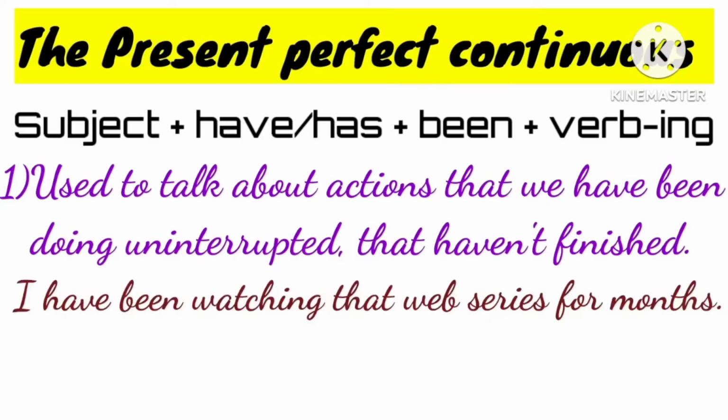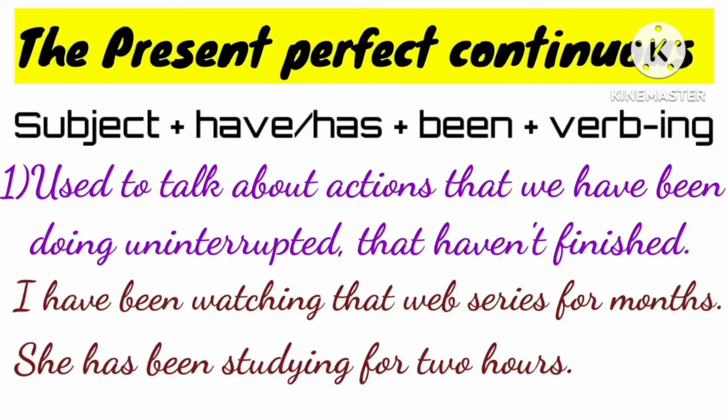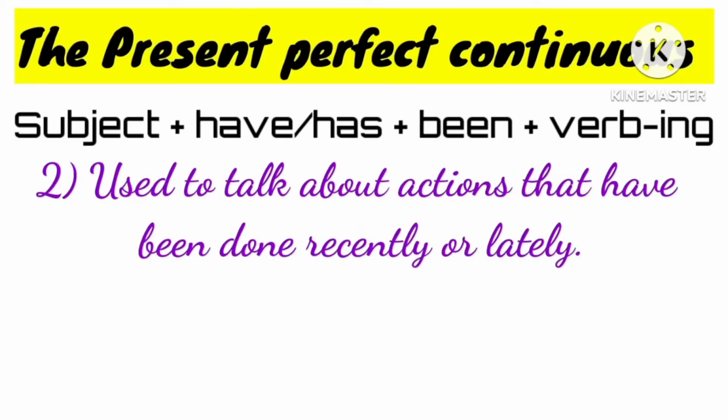For example, I have been watching that web series for months. It means I started watching this web series a couple of months ago, but it is still continuing. Okay, it is unfinished. Let us see one more example. She has been studying for 2 hours. The present perfect continuous tense is also used to talk about actions that have been done recently or lately.